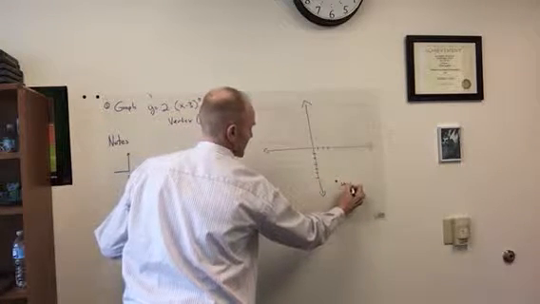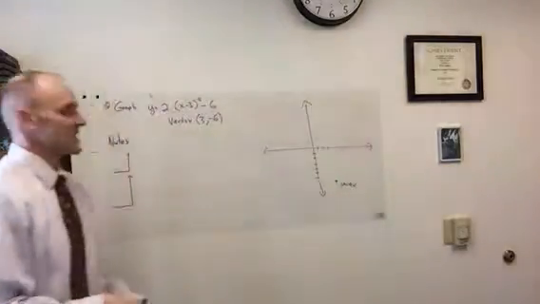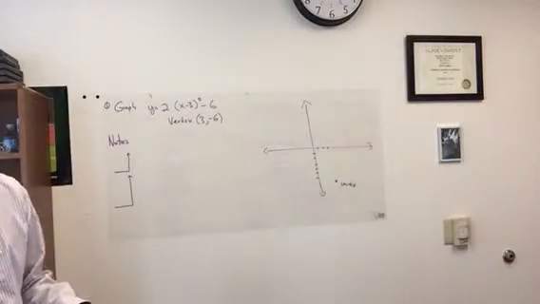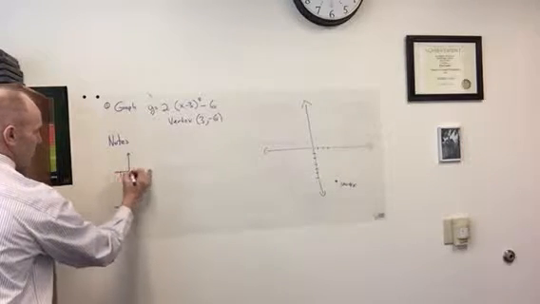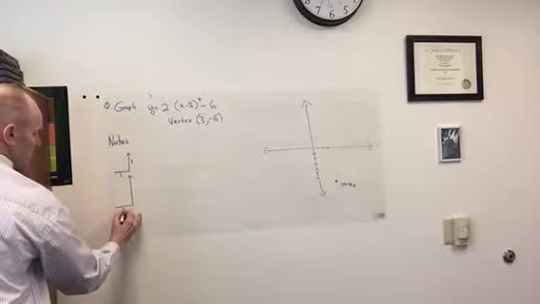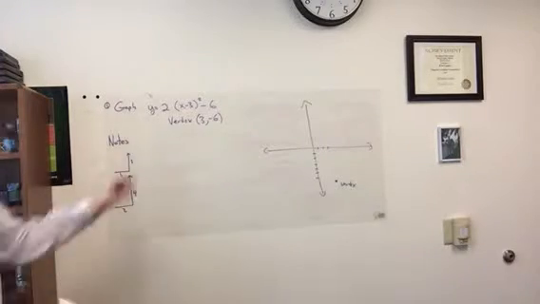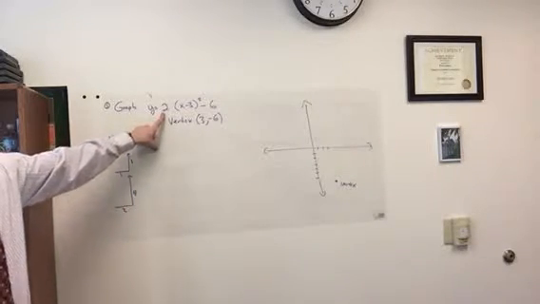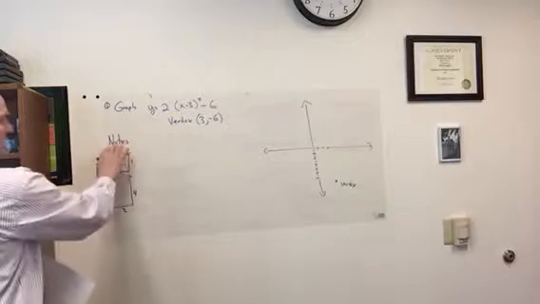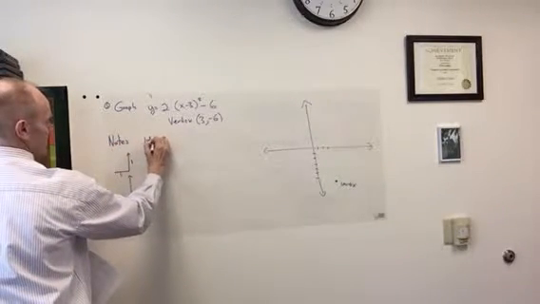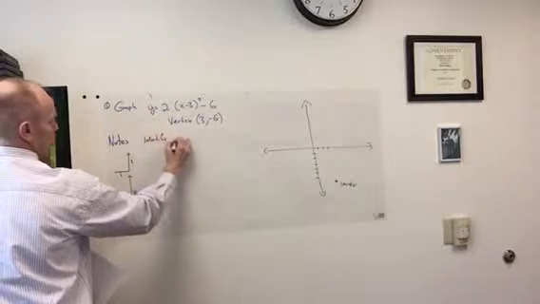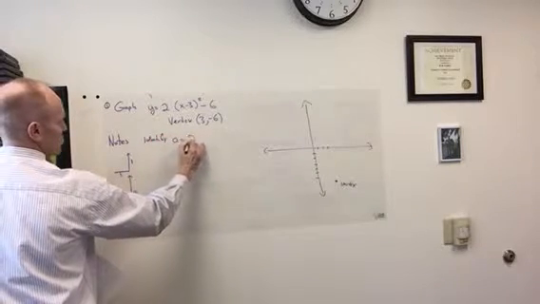That'll be our vertex. But now, instead of going over 1 up 1 or over 2 up 4, like we did before, this a value is going to change that. So the very first thing you want to do, and you should write these notes down, is identify your a value. In this case, a is equal to 2.